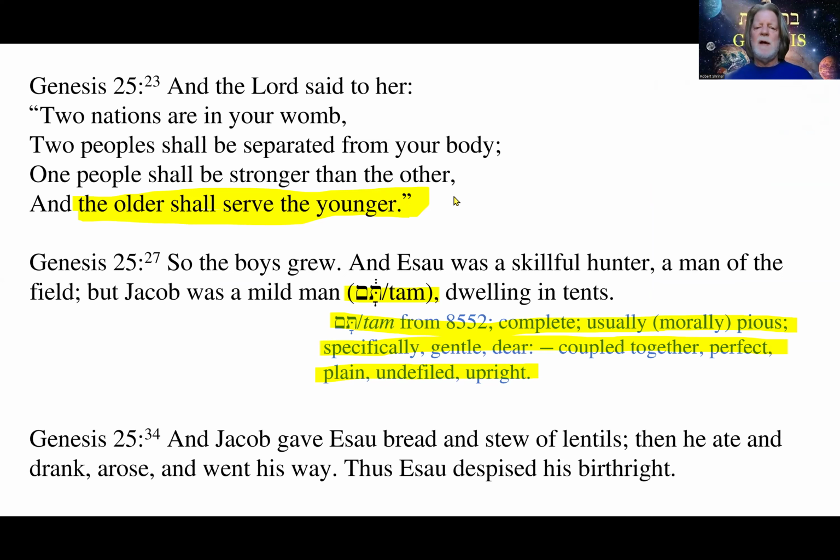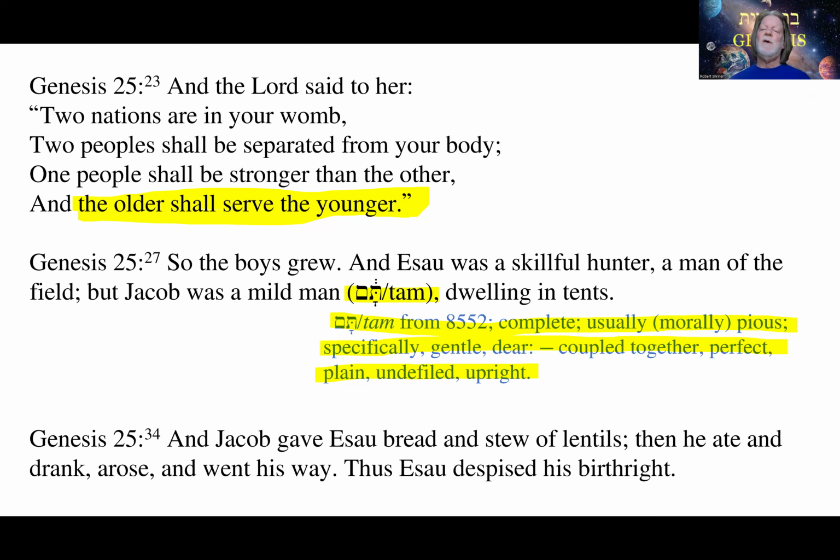I'm not going to spend a lot of time on this, but I came across in Genesis 25:27 the fact that Yaakov is called a Tam, which doesn't seem like a big deal at first, but it is. That Hebrew word describes him as a morally pious person, complete. Perfect is another Hebrew word that's used for that. Gentle, dear, undefiled, upright, all those things seem to defy the way the Bible describes Jacob. And I got to wondering if characterizing Jacob as kind of a dirty rat is maybe a misreading of the Hebrew. I'm not so sure that it is.